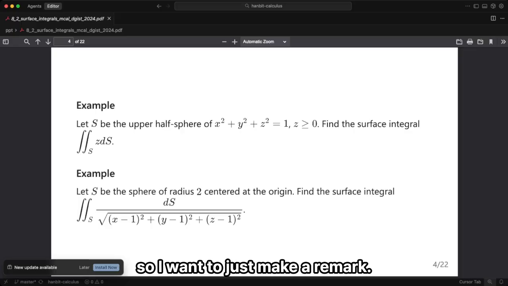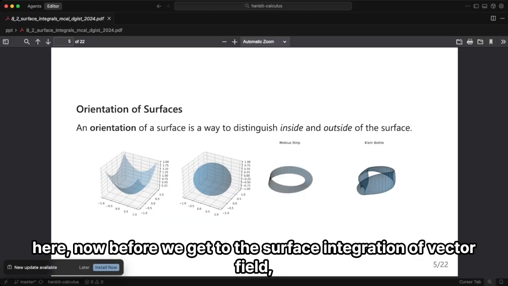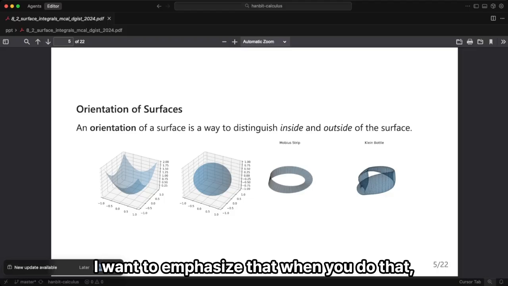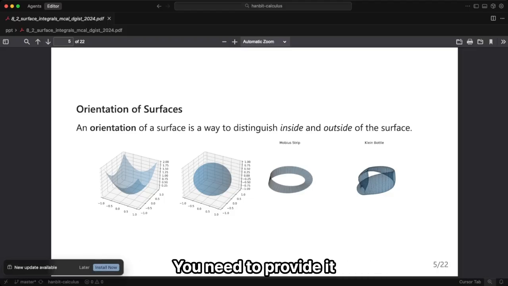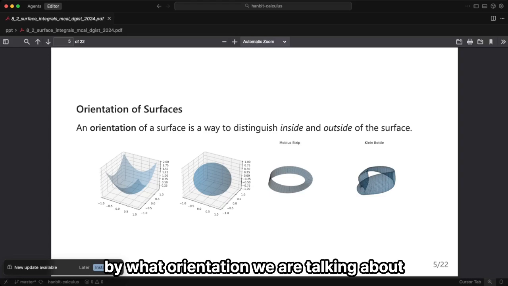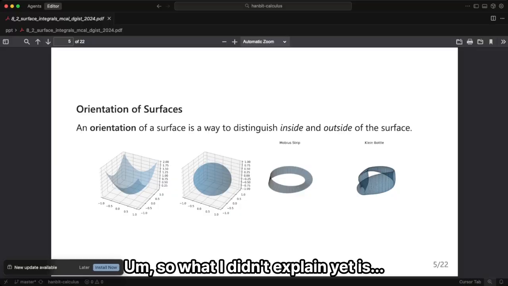So I want to just make a remark. The second example is what we actually did in the classroom. Now, before we get to the surface integration of a vector field, I want to emphasize that when you do that, you also need to take the orientation of the surface. You need to specify what orientation we're talking about before you compute the surface integration of a vector field. What I didn't explain yet is that there are some surfaces that have no orientation.